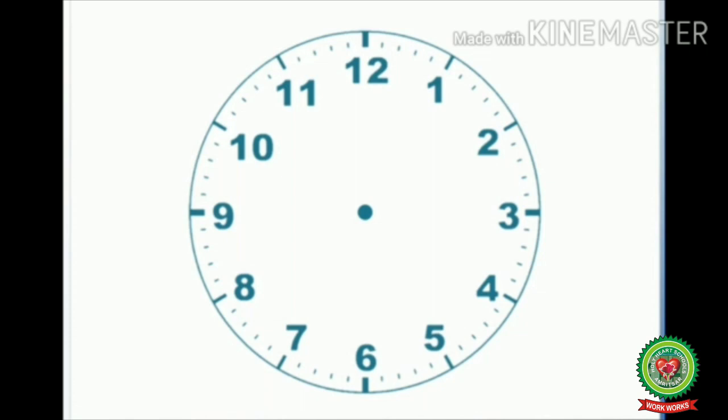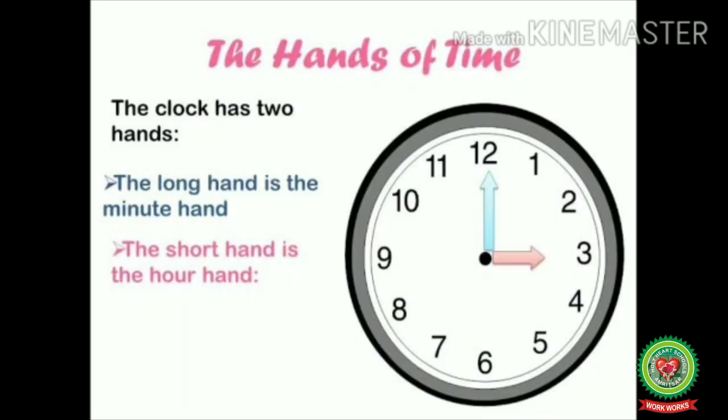Now children, let us learn about the hands. A clock has two hands. The long hand is known as the minute hand because it shows us the minutes, that is, how many minutes have passed. And the short hand is known as the hour hand because it tells us about the hour. That means the actual hour which is going on is told to us by the hour hand.